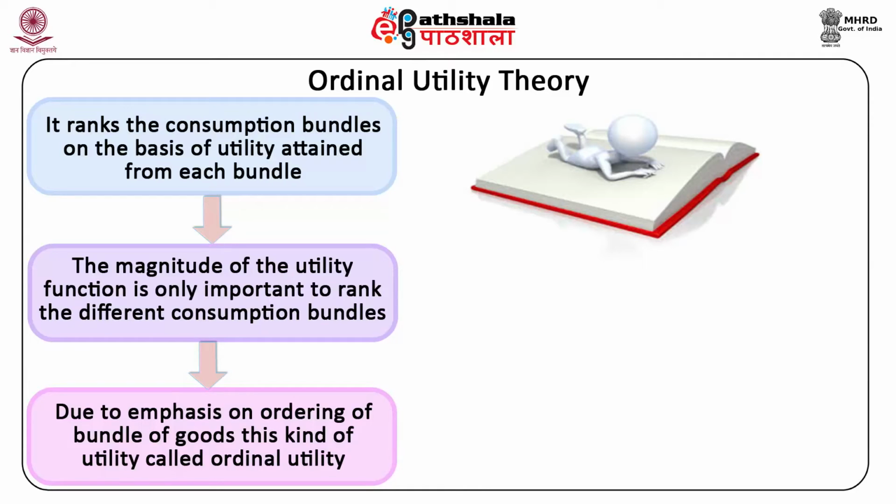In the above example of tea and coffee, tea gives utility equal to 20 units, whereas coffee gives utility equal to 10 units.